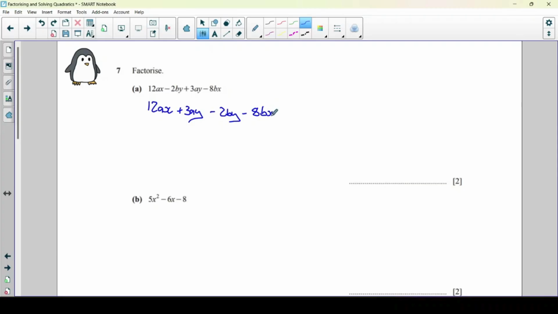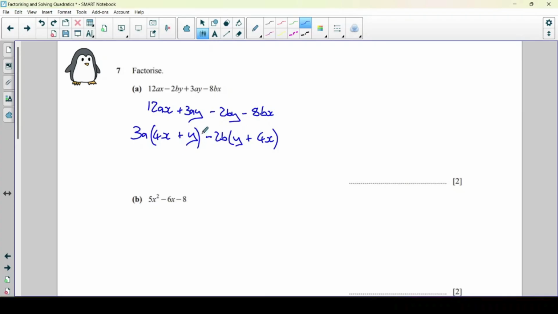And this time you're going to see that I've actually ended up putting these the wrong way around. I'll show you what that means in a second. Okay, out of both of these I can take 3a and I get 4x plus y in this bracket. Out of both of these I'm going to take minus 2b and I get y plus 4x. Minus 2b times 4x gives me minus 8bx.